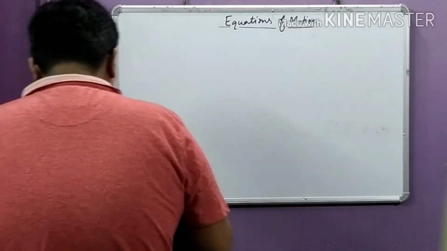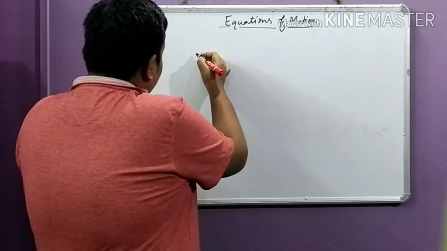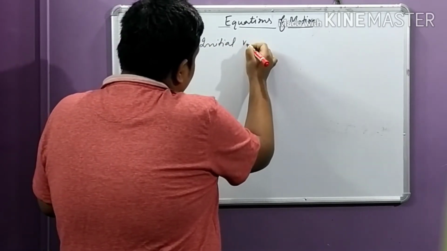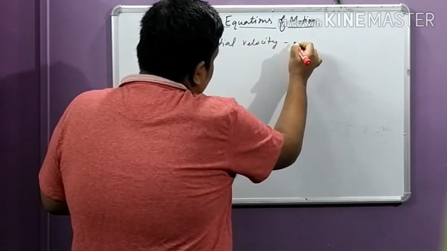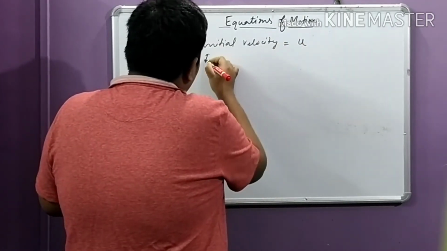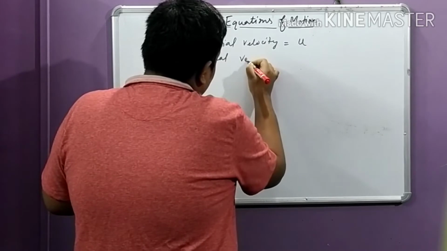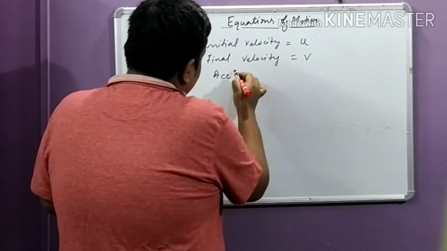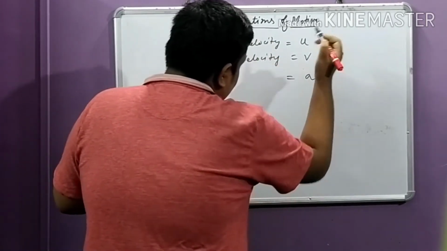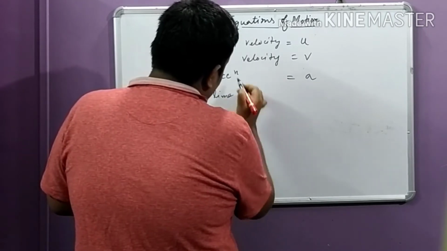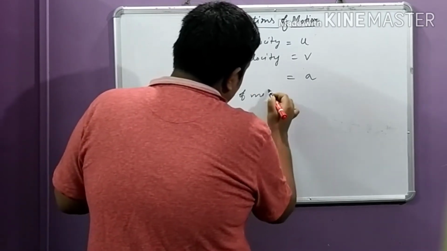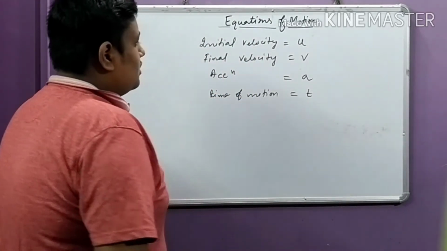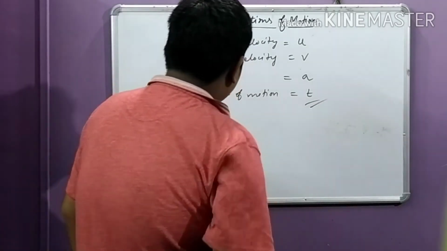Before deriving, we shall assume some symbols. Let the initial velocity of an object be equal to u, final velocity be equal to v, acceleration be equal to a, and time of motion be equal to t. Okay? So with these symbols we shall derive the equations.